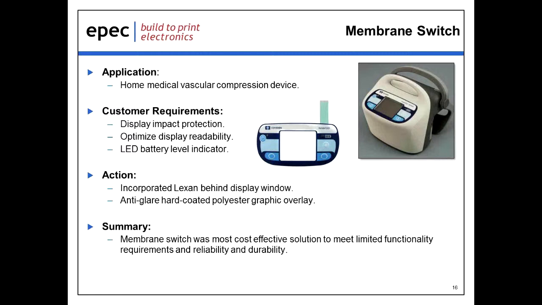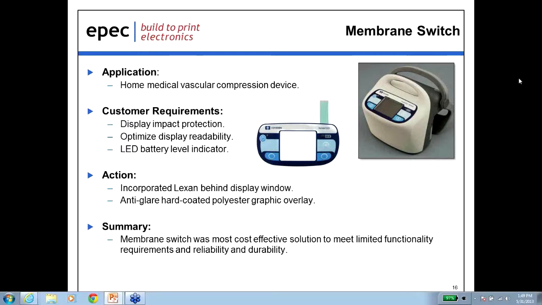So what we did is, first of all, we got our hands on the testing and the specs for the ball test that's going to test the display window. And we came up with a solution of about a 60,000 Lexan piece behind the window. So that met all the customer's requirements for the display protection. After that, we supplied the customer with several different samples of anti-glare material for them to test. They came back to us with the solution that they liked the best, and we implemented that as our graphic overlay material.